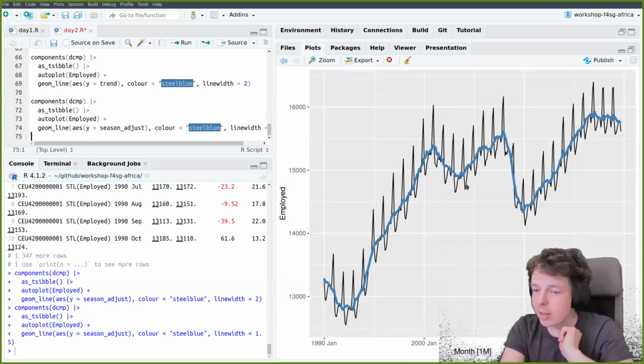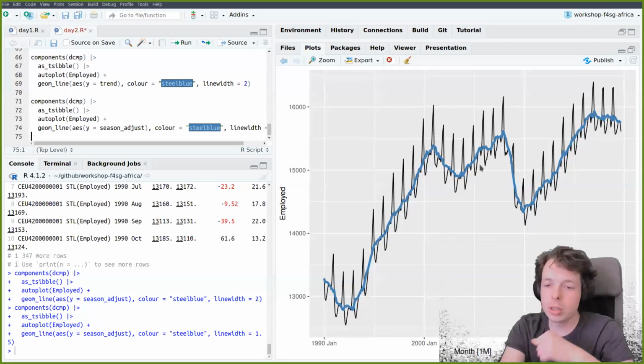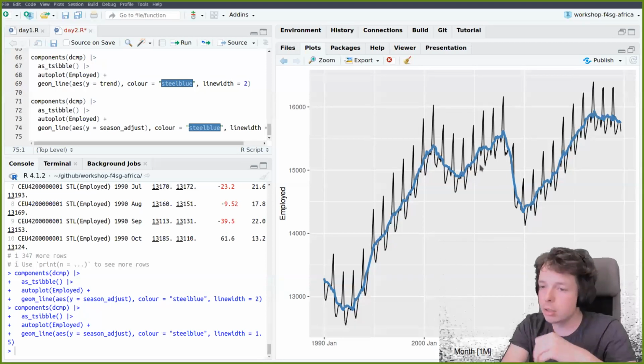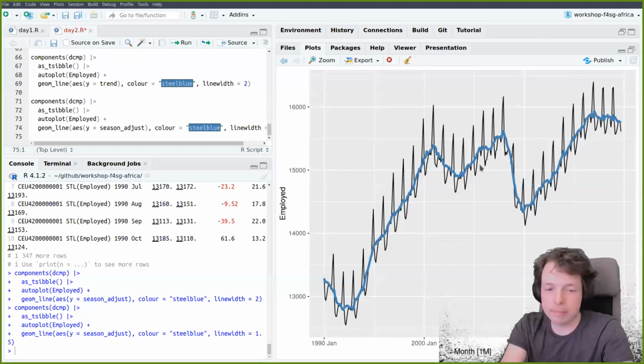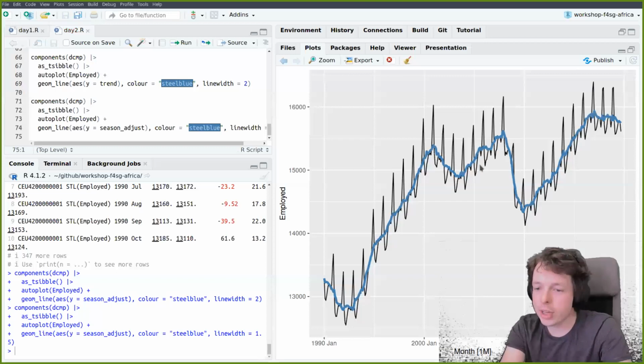I think it's nice to also keep the original data underneath. It's perhaps some safety, because then you can compare the decomposition with the original data. It adds some additional context for what we see in reality.